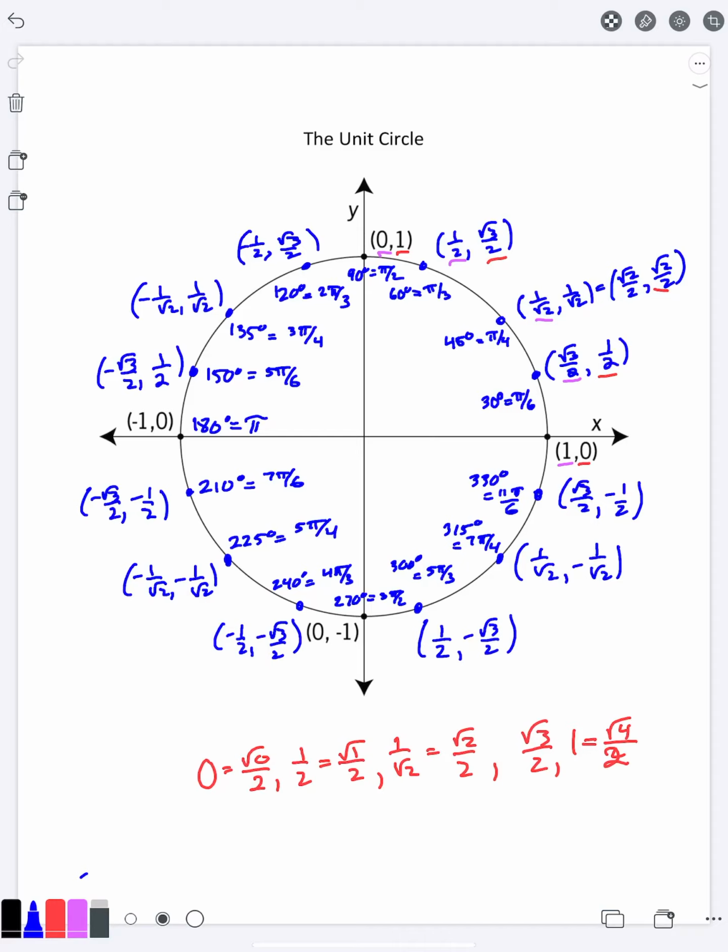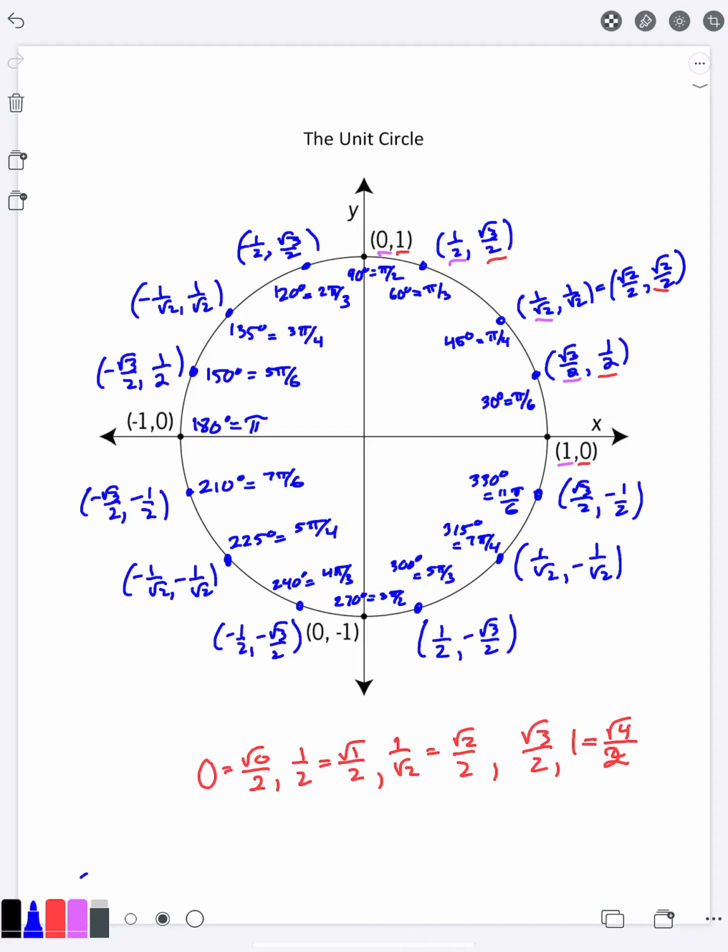And so once you have this down, then you can find the trig value, sine, cosine, tangent of any of the special angles we may have. And if you have an angle other than these, then you'll just use your calculator to get a decimal approximation for them.